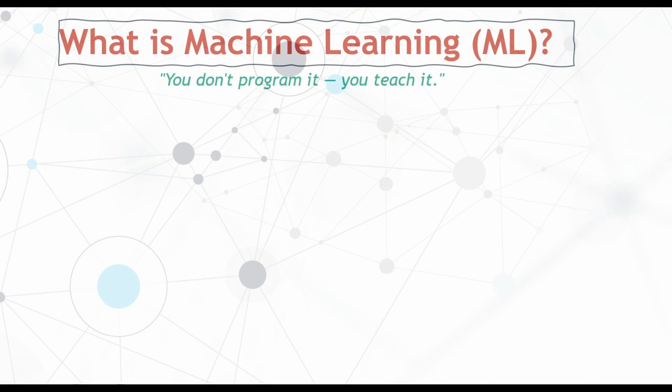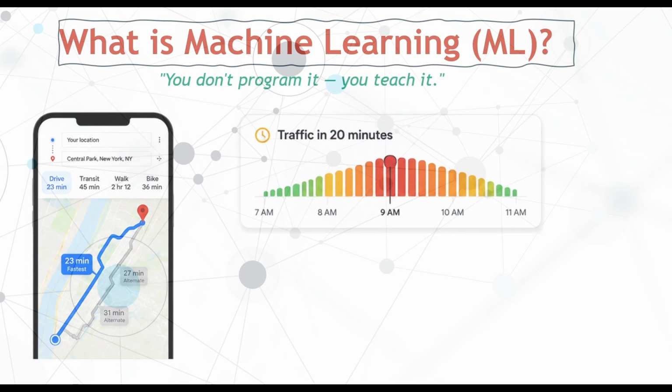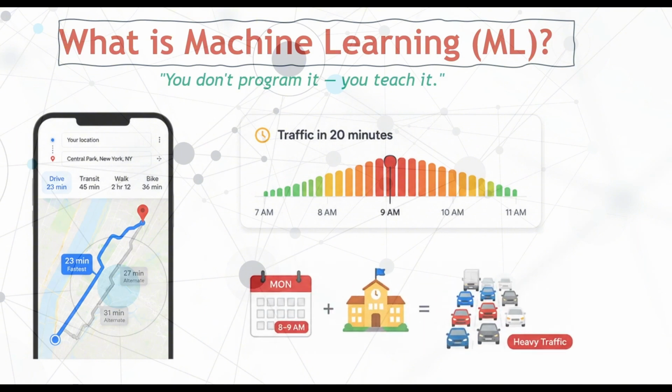Let me start with a simple question. You have used Google Maps, right? You type in where you want to go and it instantly shows you the fastest route. It even predicts how bad the traffic will be in the next 20 minutes from now. Here is the interesting part. No programmer sat down and wrote a rule like, on a Monday morning between 8 and 9 a.m., if there is a school nearby, traffic should be heavy or the traffic will be low. That is impossible, right? So how does it work?